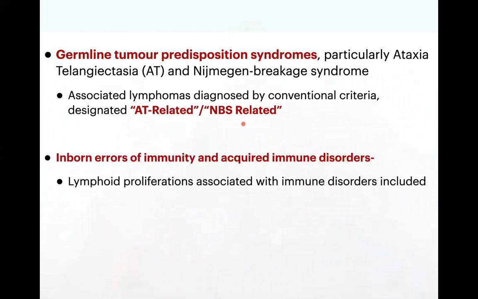And then with increasing understanding, it has been recognized that many lymphoid proliferations are associated with inborn errors of immunity as well as acquired immune disorders. So separate chapters for them also have been included in the classification.